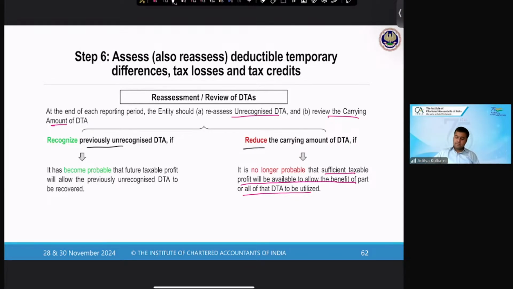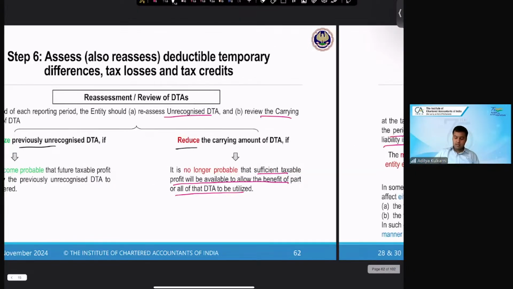Is it okay? Yes. DTA is very sensitive. DTL, calculate and put everything. No special rules for DTL. For DTA, there is a lot of emphasis because this is going to hamper the conservatism principle if you don't do it carefully. Did you understand? Yes, sir.